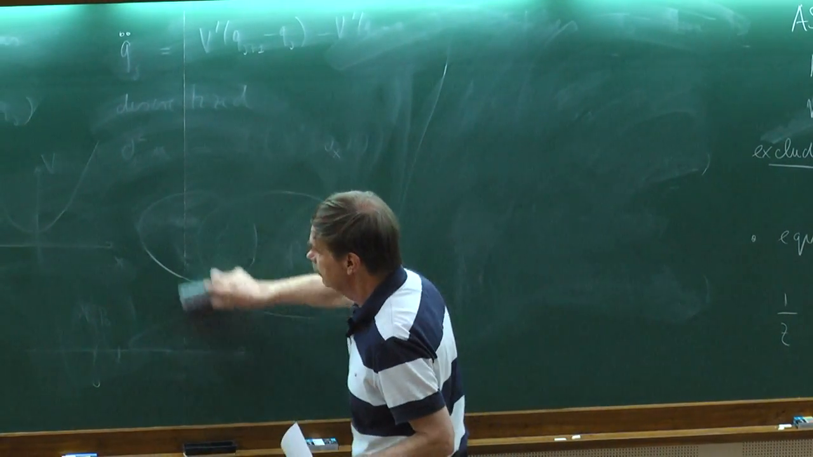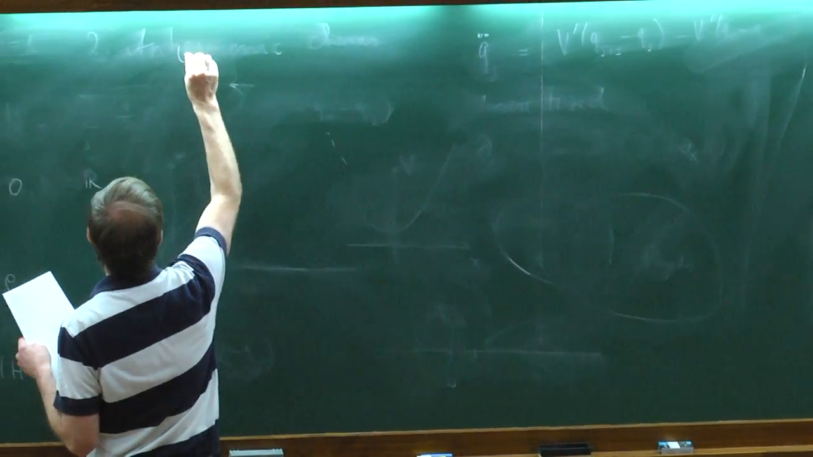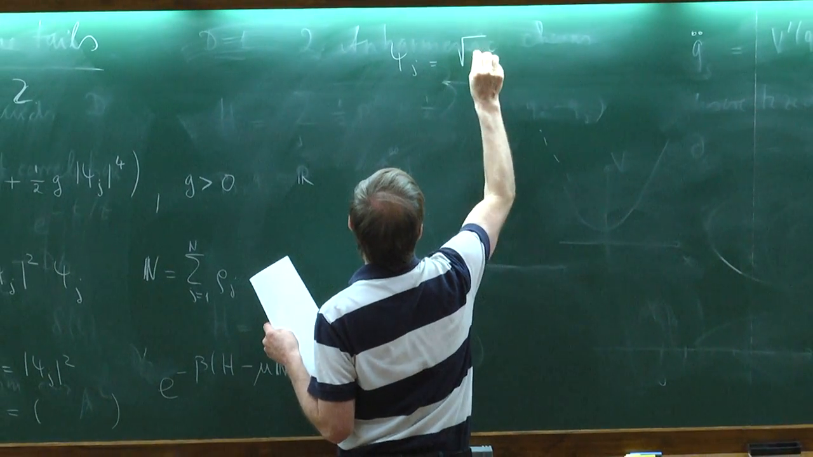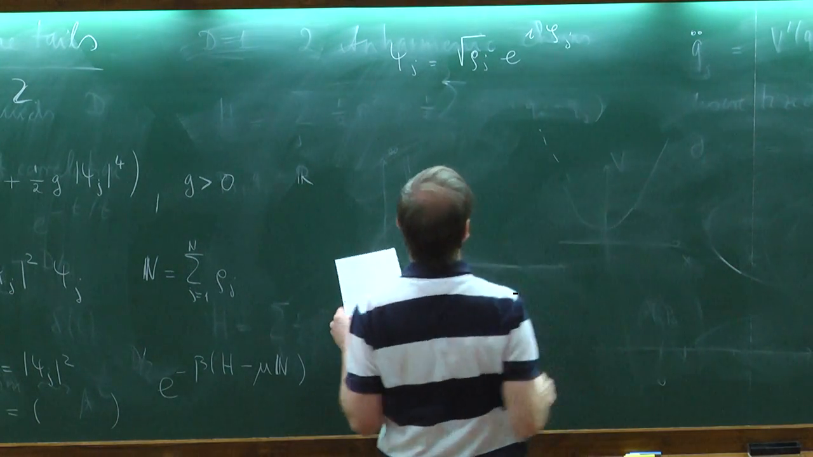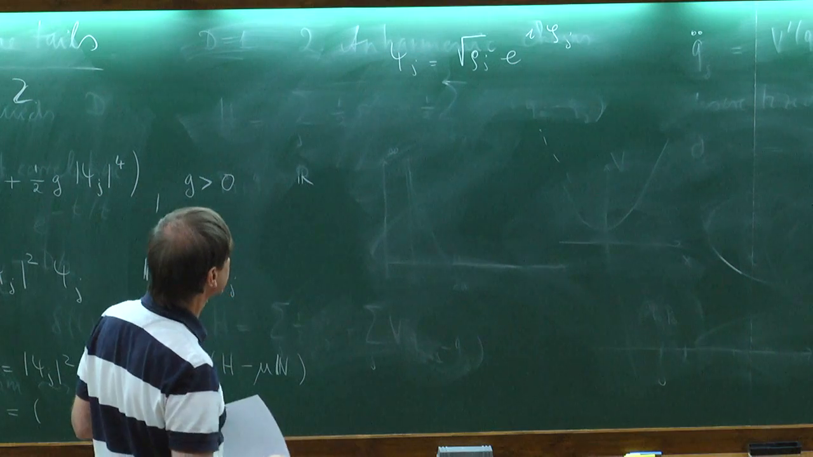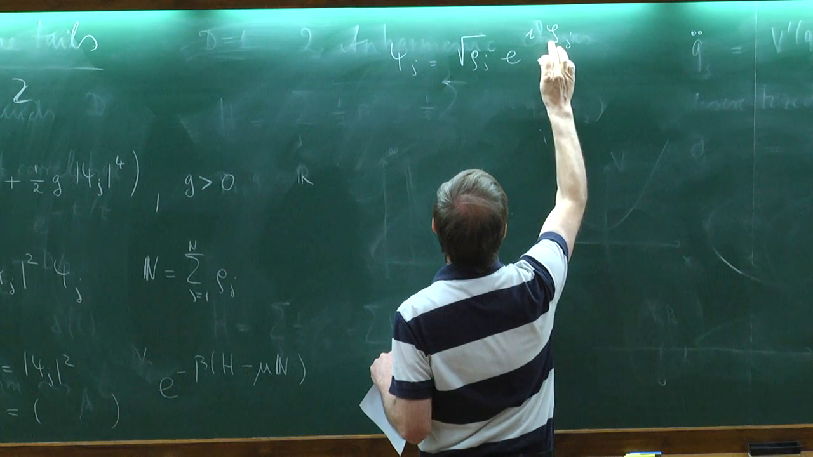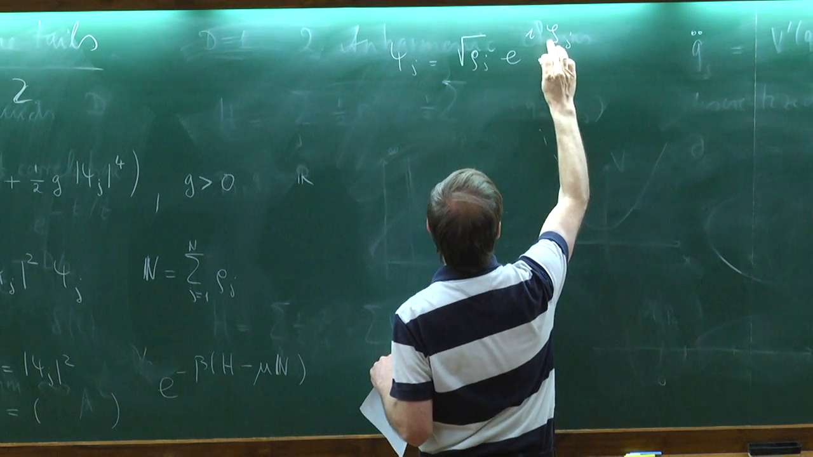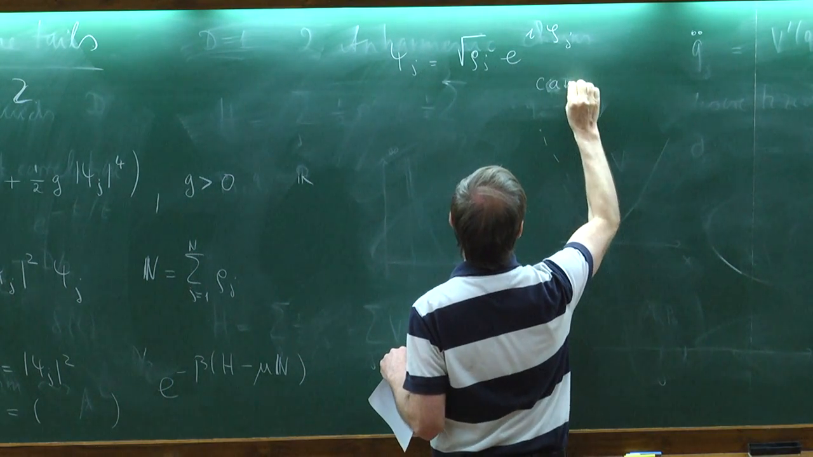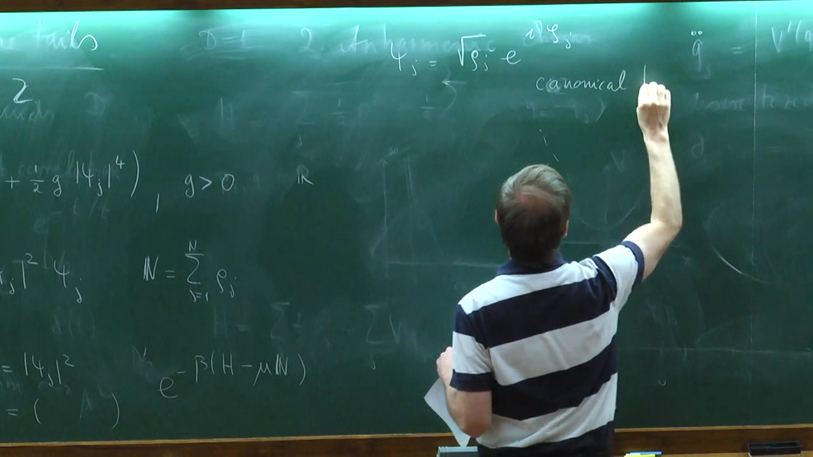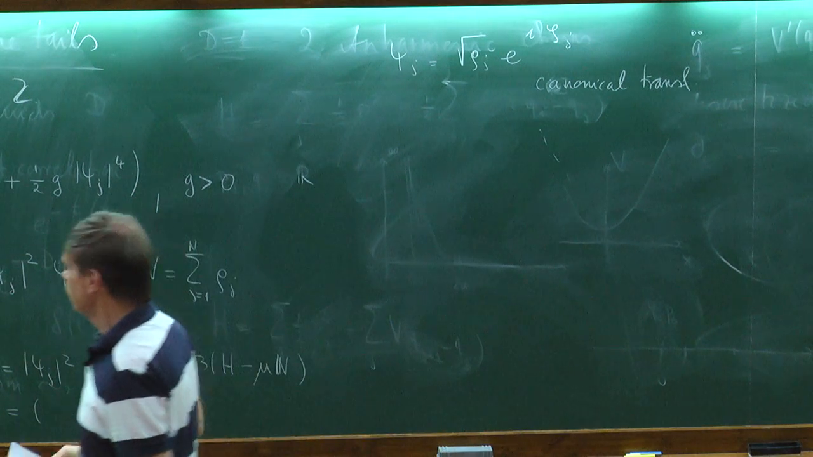So let me go over to polar coordinates by writing psi j as the square root of rho j times e to the i phi j. Right? So this is actually a canonical transformation. So these are the rho j in this definition, and this is a canonical transformation. Okay, and so I don't really have to transform the equations of motion.